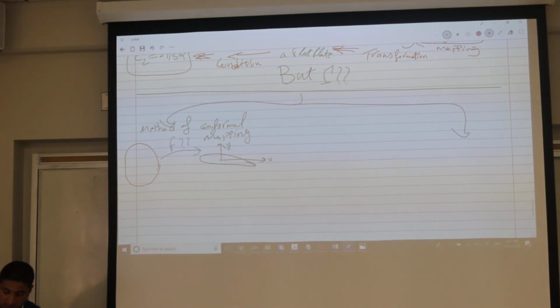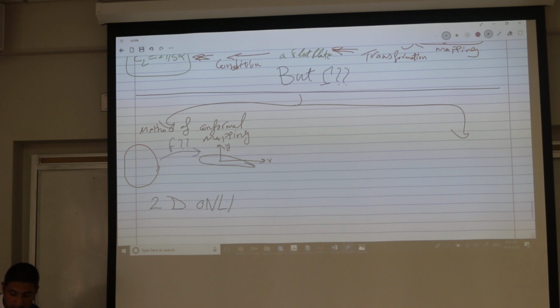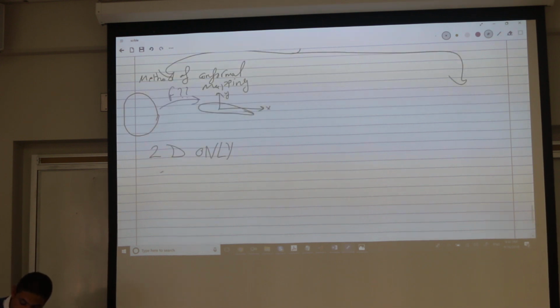Actually, remember that this is 2D only, right? Because this conformal mapping kind of thing is in the complex domain, and the complex domain is 2D. We have quaternions in 4D, but it's not that useful. But it's exact, right? We did not have any assumptions here. From potential flow, we did not assume anything else, and we got it exactly.